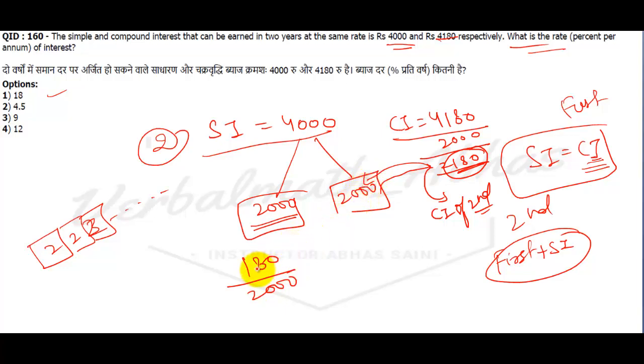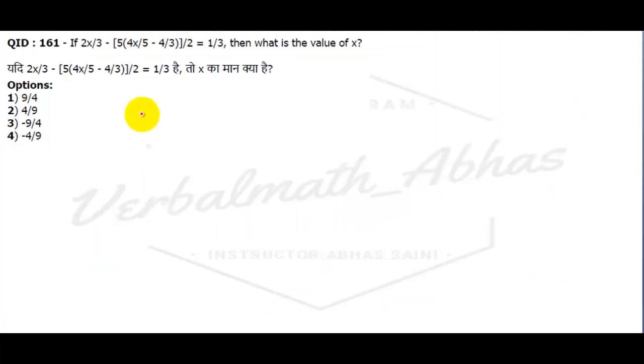Okay, so now 180 upon 2000 into 100, this is your rate. When you calculate this, it is 9%. 9% is your answer. Okay, now next question.